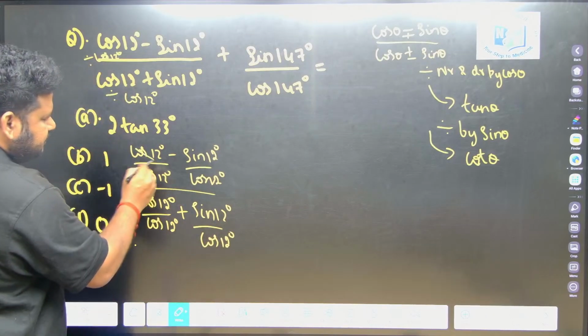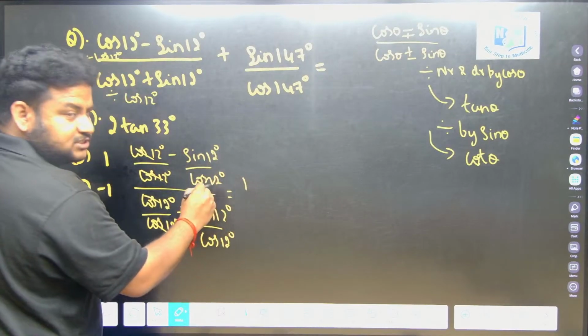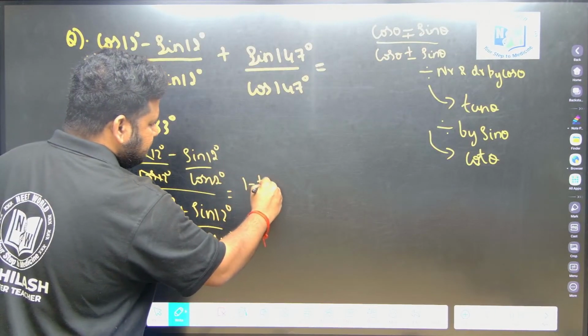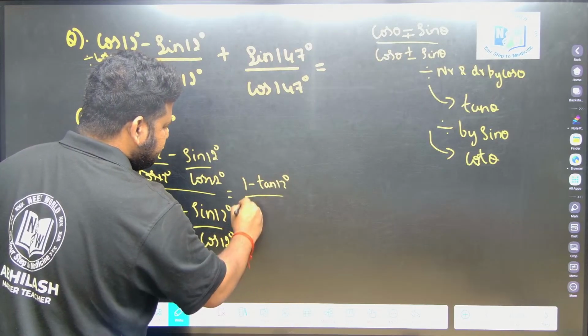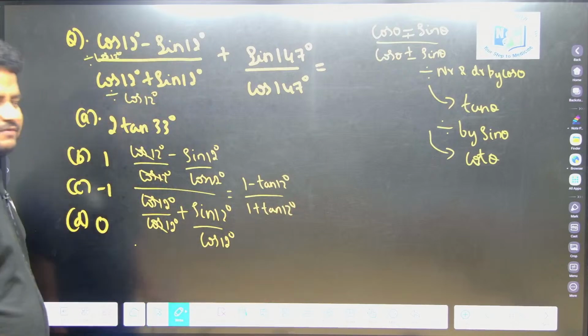So, this will transform into, this and this will cancel, I will have 1 minus, what is sin by cos? Tan. 1 minus tan 12 degree by 1 plus tan 12 degree.